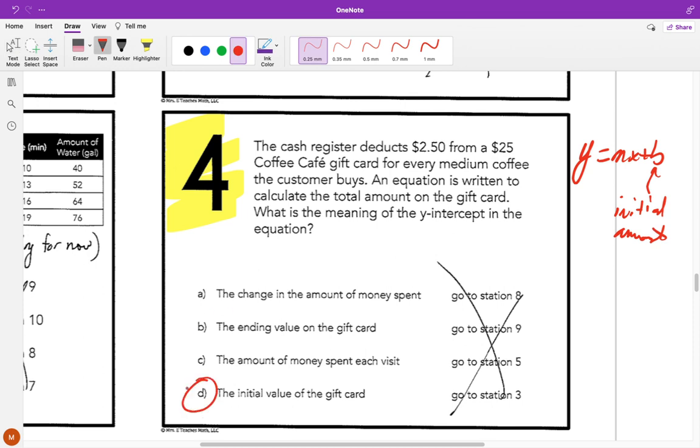It's the initial value of our gift card because every single time we're going to be subtracting $2.50 for this medium coffee. So after the first time we get a coffee, it's going to now be at $22.50. After the second coffee, it's now at $20. So that $25 or that y-intercept is saying the initial amount that we had on our gift card. It's what we started with before we started buying coffee.